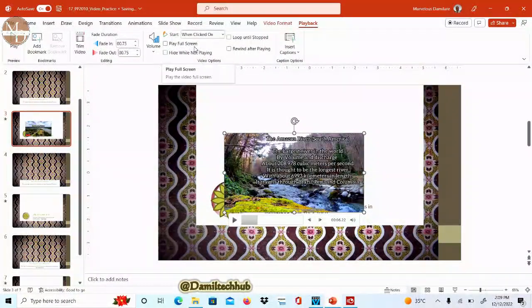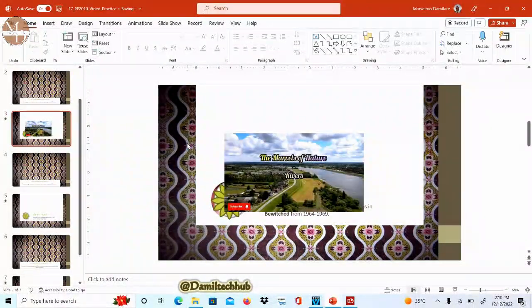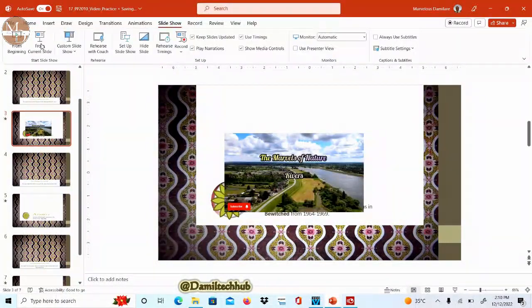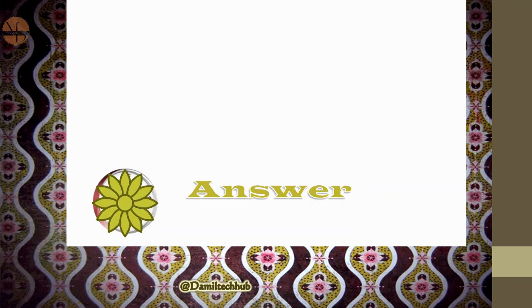The next one is hide while not playing. You want it to hide while you are not playing the video. You can just click on it. This automatically hides the video when it's not playing. So I have clicked on it. Now let's try to view this in our slideshow. From the current slide, you can see the video is not showing because it's not playing currently.